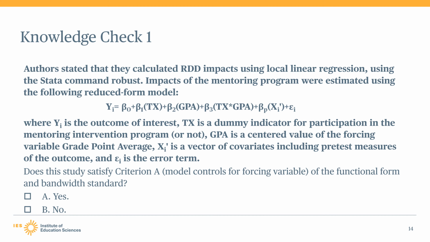Does this study satisfy criterion A of the functional form and bandwidth standard? In other words, does the impact estimation model control for the forcing variable? Your choices are A, yes, or B, no. You may want to pause the video now to think about your answer.